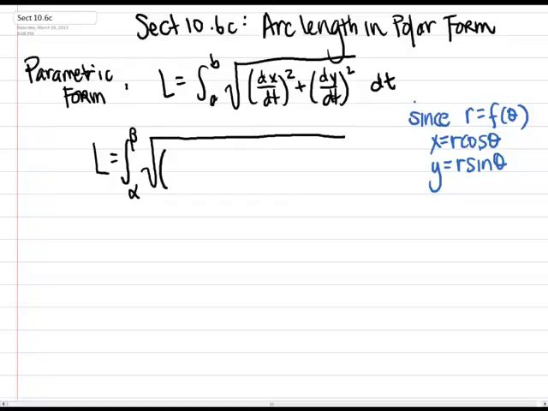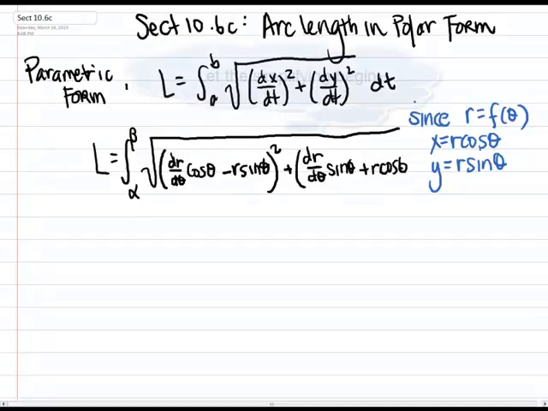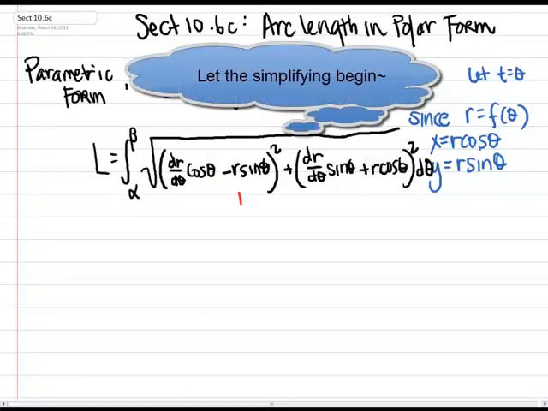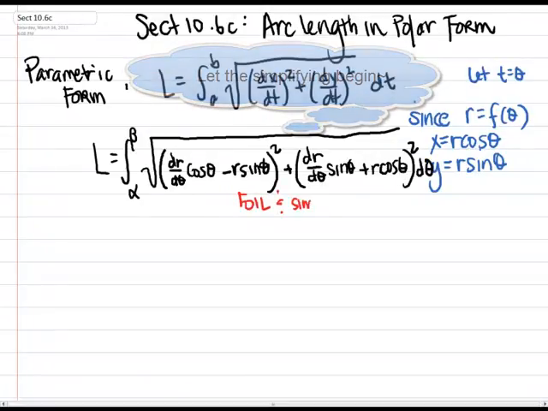So dx/d theta is going to be (dr/d theta times cosine theta minus r sine theta) quantity squared. This is my dx/d theta. Then I'm going to add to that dy/d theta, which happens to be (dr/d theta times sine theta plus r cosine theta) squared. Now I need to FOIL this out and simplify.